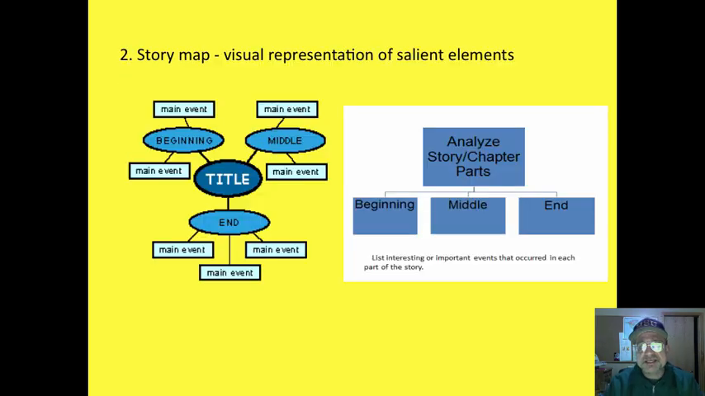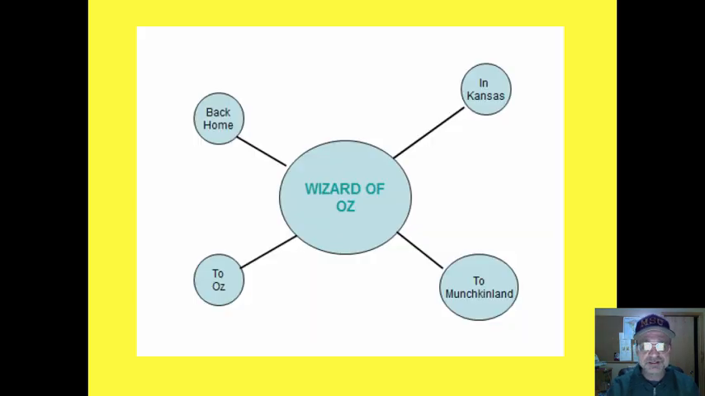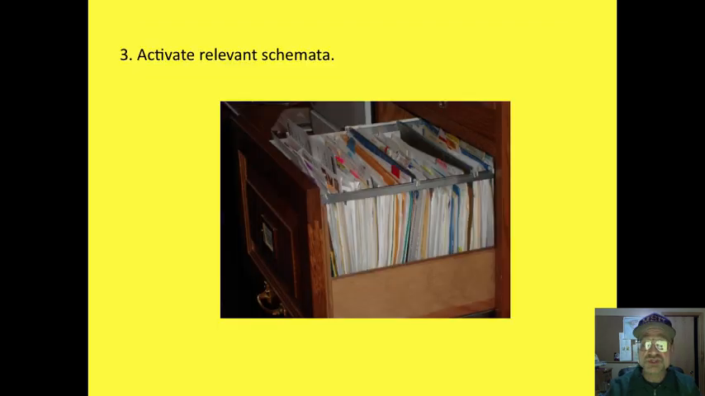A story map is any visual representation of the salient elements in the story so that they can see it. Again, they have a basic structure of what's going to happen. This is a scaffold that enables them to read independently. And it could be kind of story map like that, or some sort of story map like that. Anything that shows the salient elements.